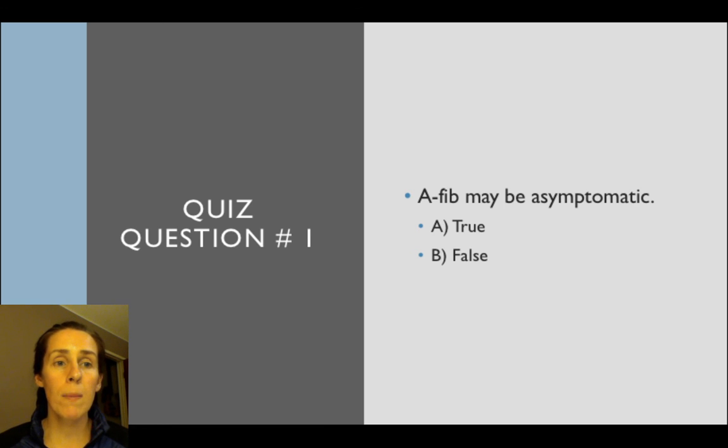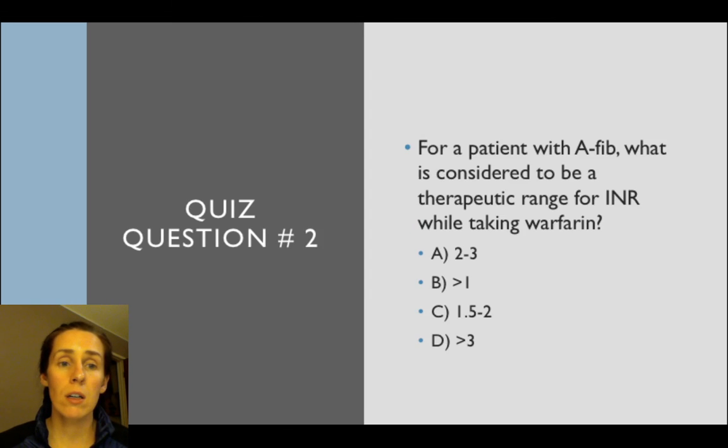Question number 1, AFib may be asymptomatic. The answer is A, true. AFib may have no signs or symptoms. Symptoms could also be very vague, like fatigue or dizziness, and this question evaluates that objective number 1 was met.